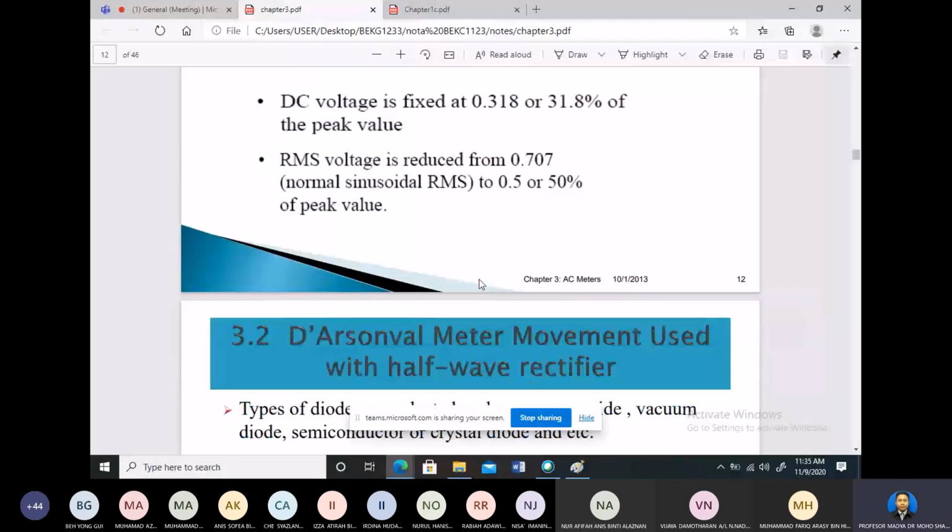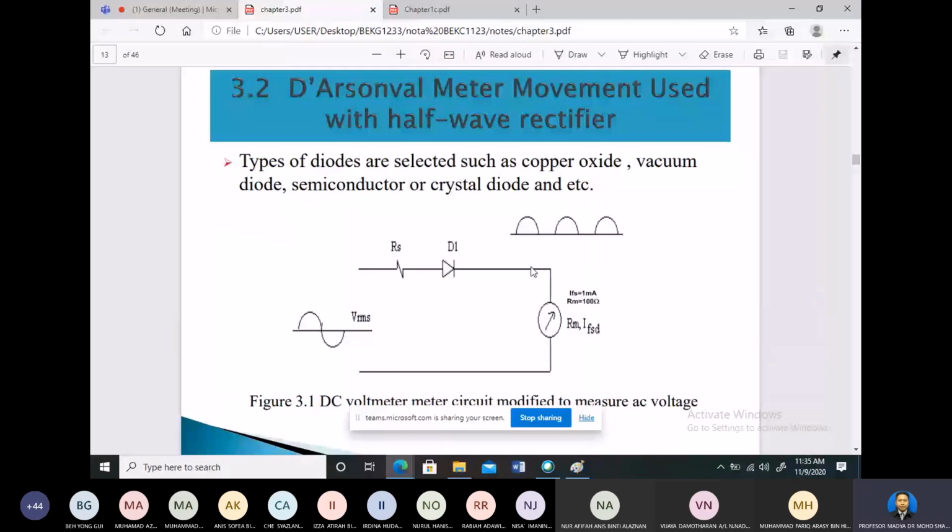For the next example, a DC meter movement used with a half wave rectifier. This is similar to a DC meter, but we put a diode here, a rectifier diode. This is our supply in RMS value. If we cancel out the negative cycle, it will be positive again, then cancel out the negative, positive again. That's why our output will be like this.